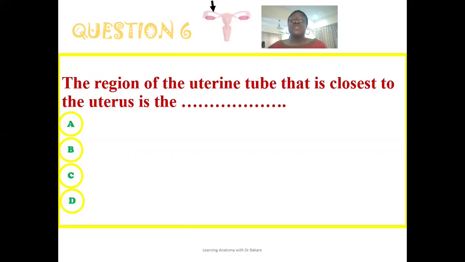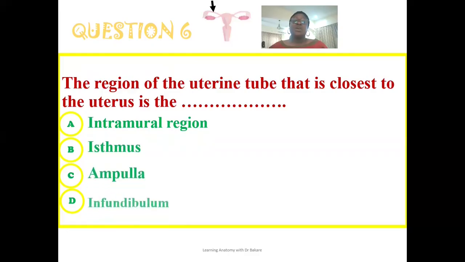There is a specific region of the uterine tube that is located close to the uterus. Is it the intramural region? Is it the isthmus? Is it the ampulla region? Or is it the infundibulum? The correct answer here is the intramural region.